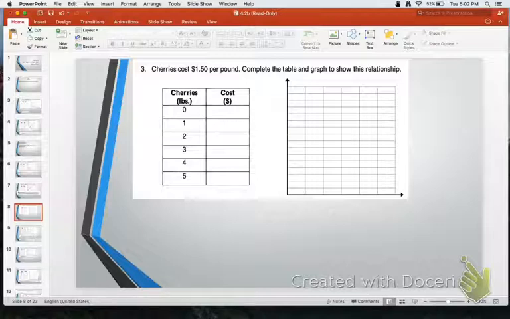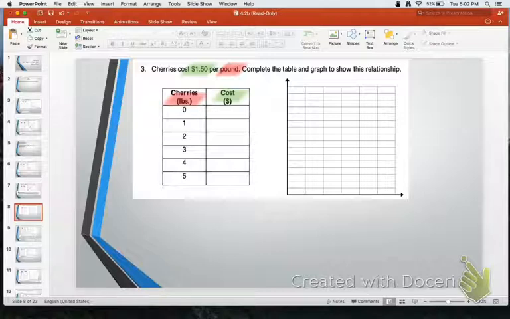So again, I'm going to use some highlighting things to help me think through what I'm seeing on the paper. I've got cherries in red. The pounds of cherries will be in red, and the cost of cherries will be in green. So I'm going to read it again. Cherries cost $1.50 per pound. Well, per pound is my amount of cherries, and the cost is that $1.50.